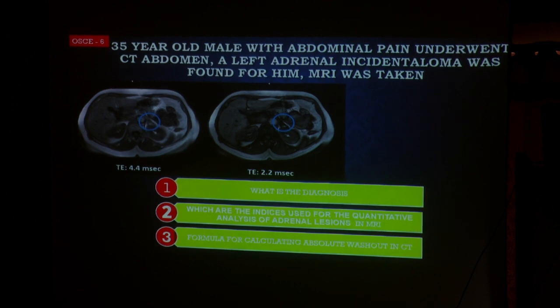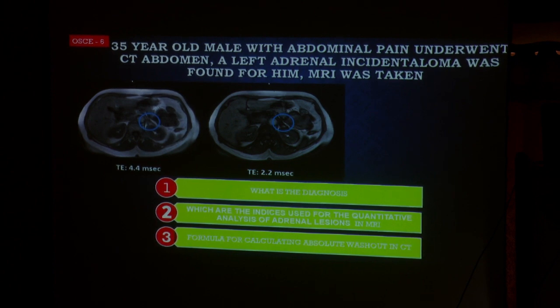So this is a 35-year-old male with abdominal pain. CT showed an incidental adrenal lesion. So MRI was taken for this patient. These are the in-phase and opposed-phase images. So what is the diagnosis? The lesion appears somewhat iso-intense or hyperintense in the in-phase image, and a significant signal drop is seen in the opposed-phase image. So what is the diagnosis? Yeah, this is a fat-containing lesion, usually an adrenal adenoma.